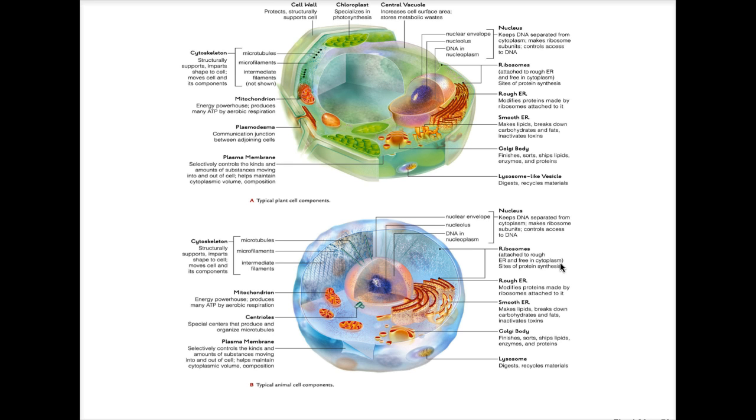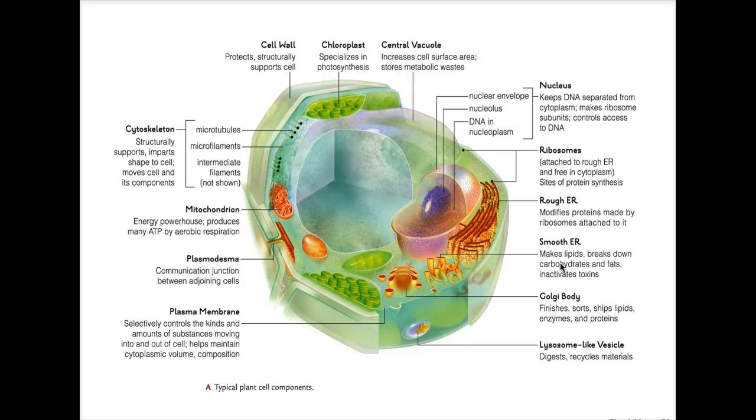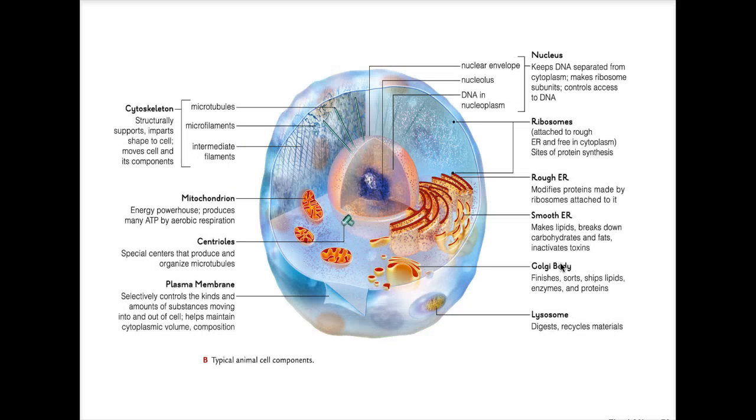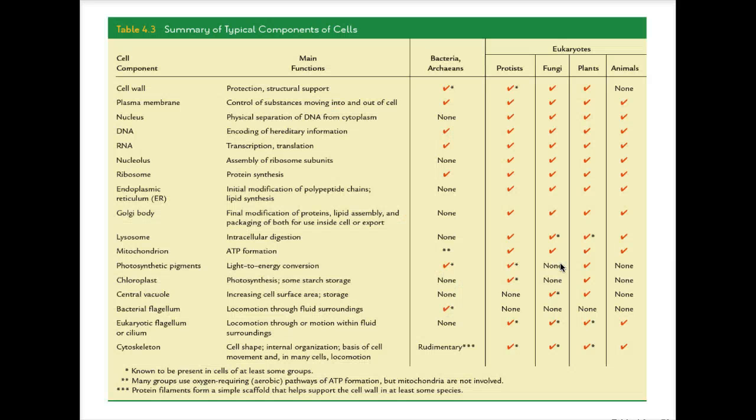Here's a side-by-side comparison of a plant cell and an animal cell. Again, recall these are both eukaryotic cells. They both have a nucleus and they both have membrane-bound organelles. On page 72 of your text, there is an excellent table which summarizes different cellular components, what those different components do, and where they are found. Are they found in eukaryotic cells? Are they found in prokaryotic cells, which would be your bacterial cells, or are they found in both?